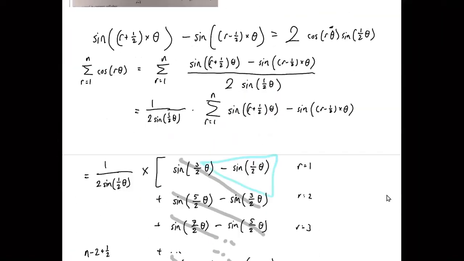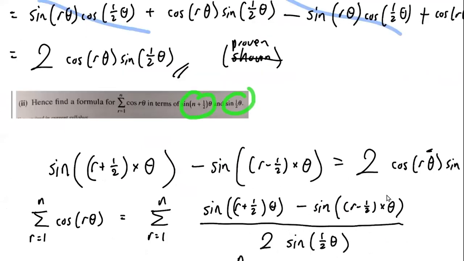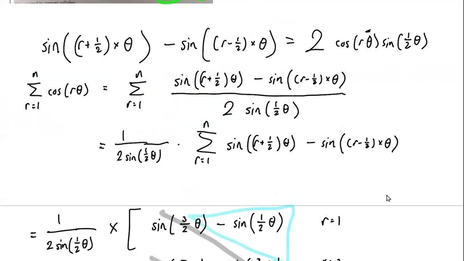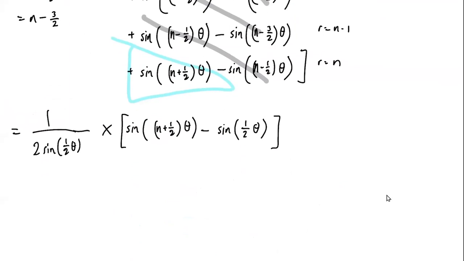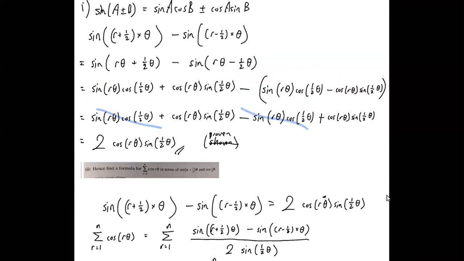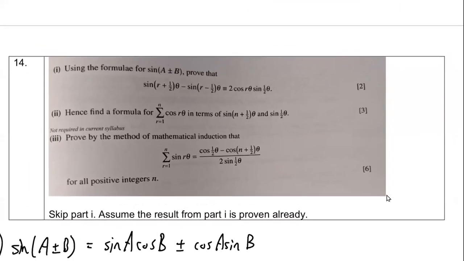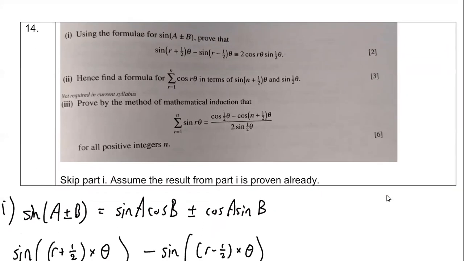Let's read the question. Day 1, in terms of sine n plus half theta and sine half theta. So we have answered the question. That's it. Done. Okay, any other questions? Yes, there's a part 3, but here it's proved by method of mathematical induction. This is no longer in the syllabus, so we can skip this. Okay, next question.